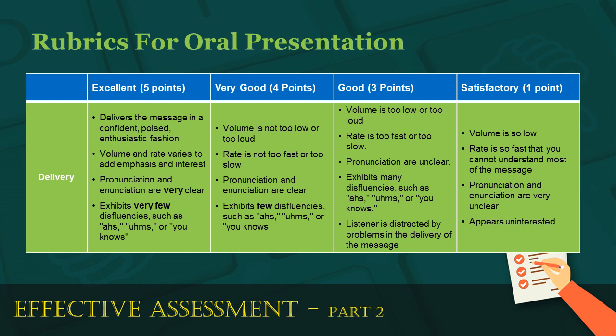Here we can see the component of delivery for the oral presentation. If the presenter delivers the message in a confident, poised, enthusiastic fashion and volume and rate varies to add emphasis and interest, the presenter can be awarded excellent with 5 points. Whereas if the volume is not too low or too loud, then the presenter can be graded as very good with 4 points. If the volume is too low or too loud, he or she should be awarded a performance level of good with 3 points. Whereas if the volume is so low, the presenter can be graded as satisfactory with 1 point.